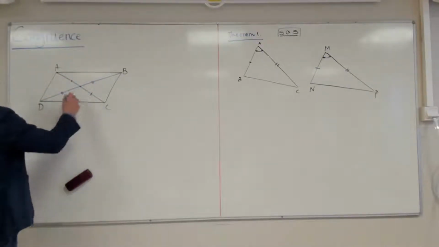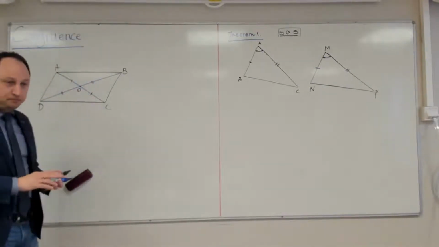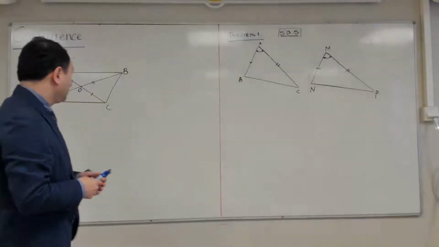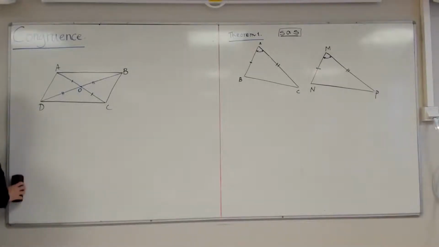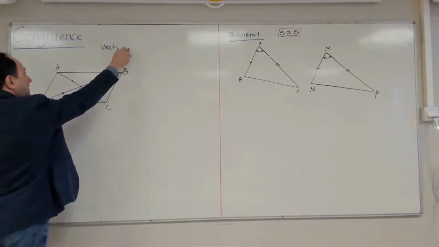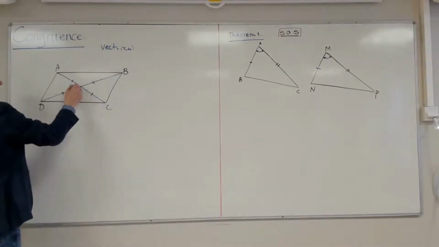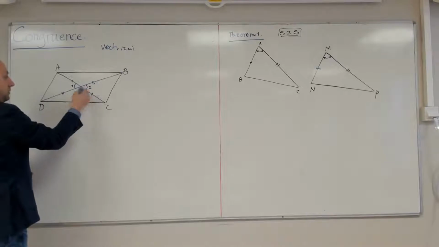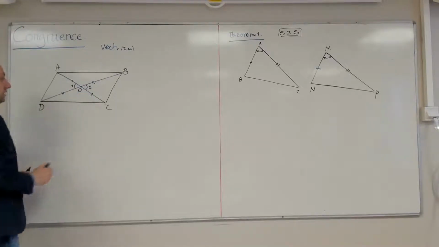Because let us call this point O. Can I say? Yes, yes. They share the same angle because it's like an X. These are called vertical angles. Yes, vertical. They are not the same angles, because this angle is this one and this angle is that one, but they are equal because they are vertical.